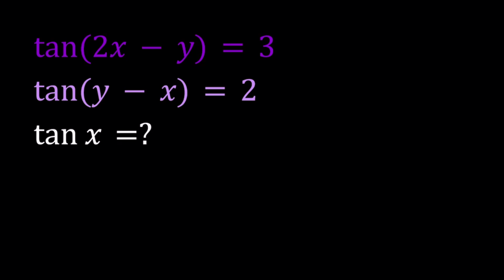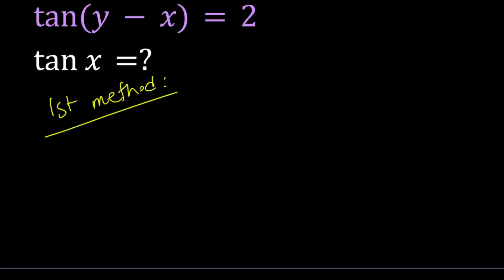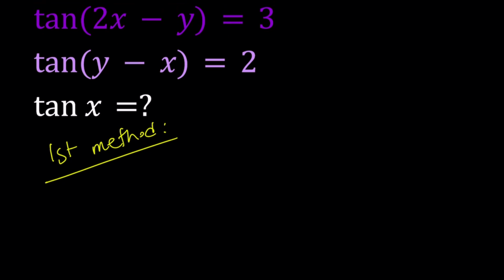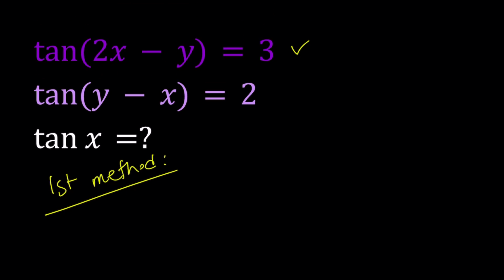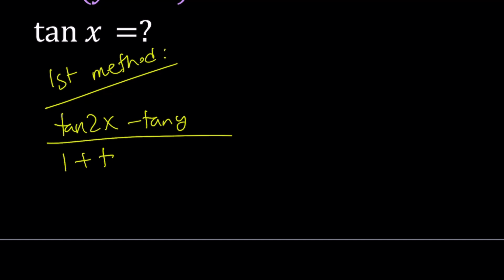The first method is going to be a little bit more painful, so just bear with me on that one. All right, great. Let's start with the first method. I'm going to be expanding the first expression here, tangent(2x minus y). I can basically write it as tangent 2x minus tangent y divided by 1 plus tangent 2x times tangent y. And this is equal to 3.